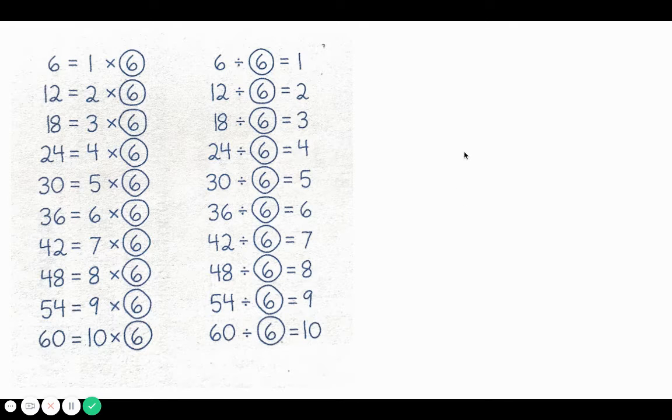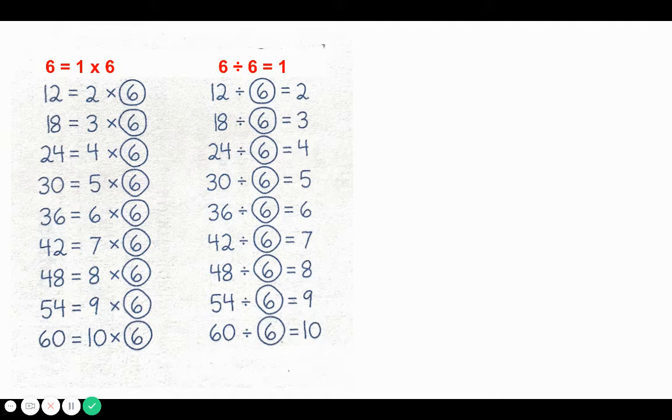Okay, but the second thing I want to show you is that because of the commutative property of multiplication, for example, here we have 1 times 6. 1 times 6 is the same as 6 times 1, and 6 times 2 and 2 times 6 are the same, and 3 times 6 and 6 times 3 are the same. So in fact, we already know most of our 6 facts because we know our 1s.